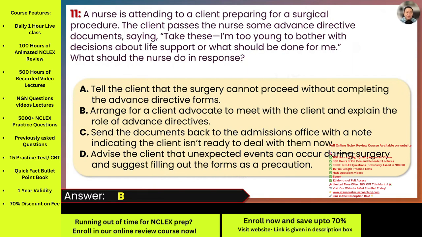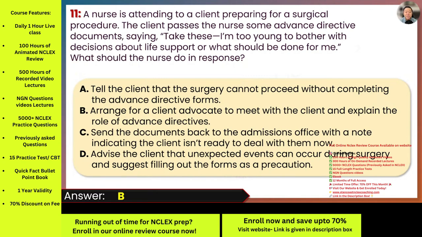And letter C is also incorrect. It's because this response ignores the client's misunderstanding instead of addressing it, and simply returning the forms without further discussion fails to advocate for the client's right to be informed.